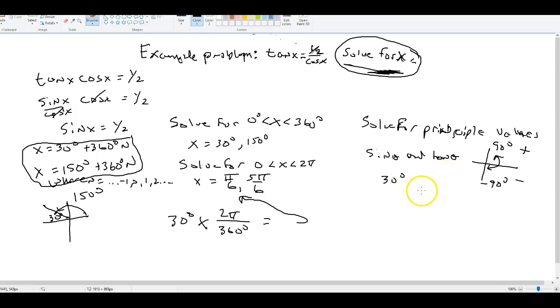But for cosine, we've got a problem, because cosine is not negative down here, it's positive. All sad tigers cry. So cosine's negative down here. If cosine's negative down here, then we've got a problem. What are we going to do? We're going to have to pick another quadrant for cosine.